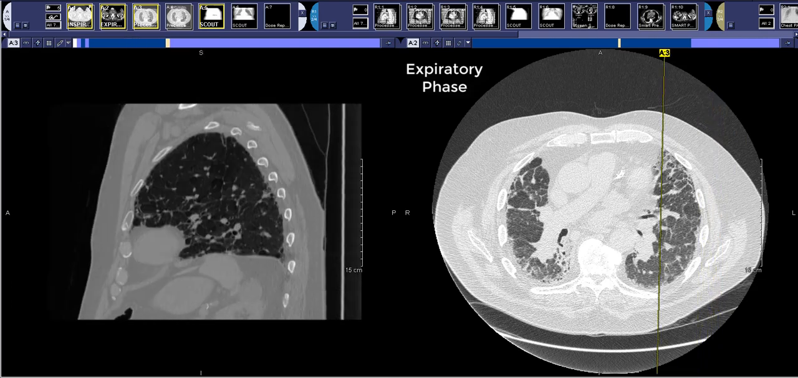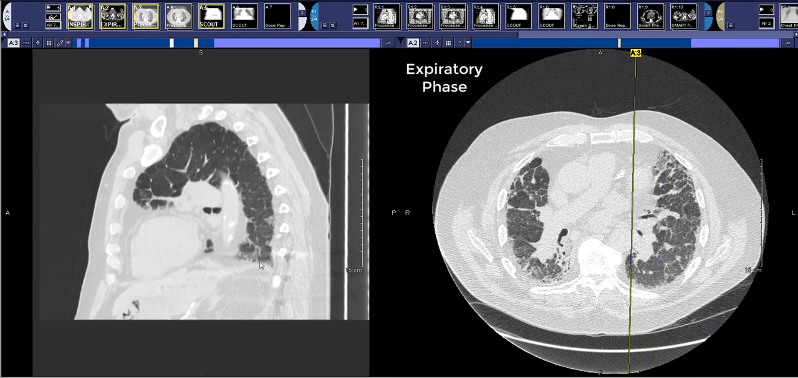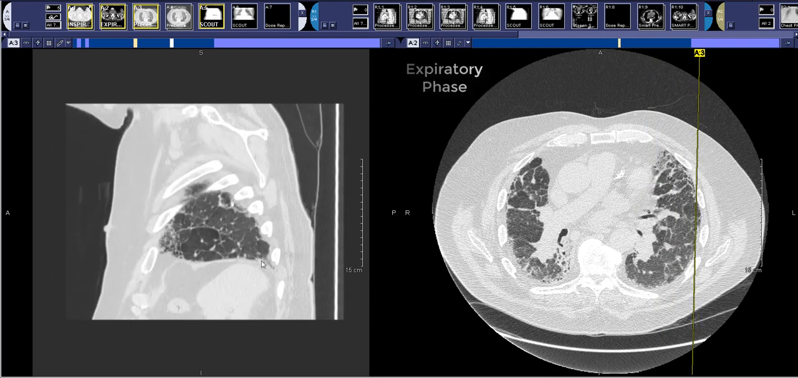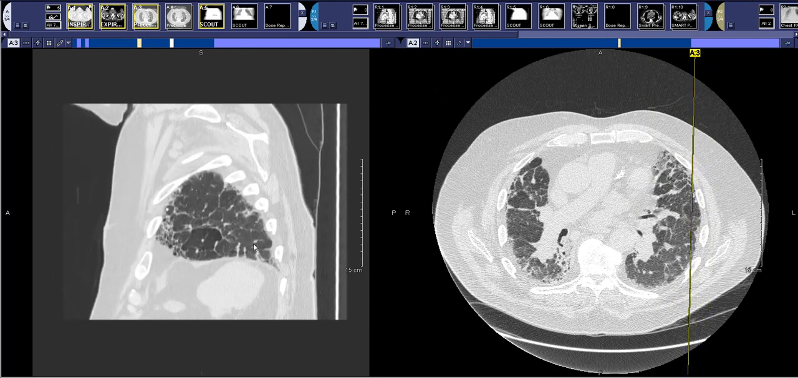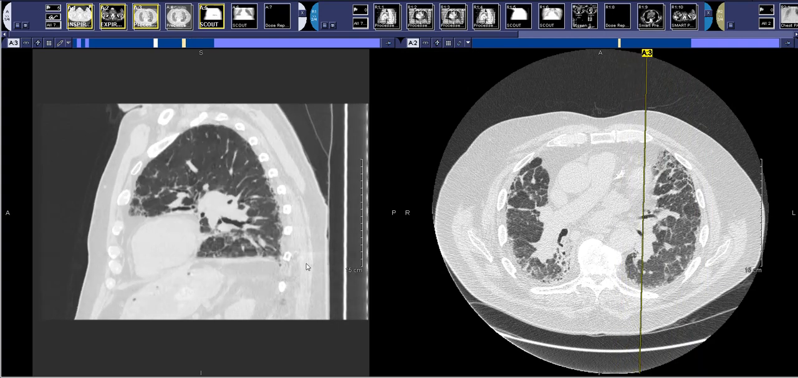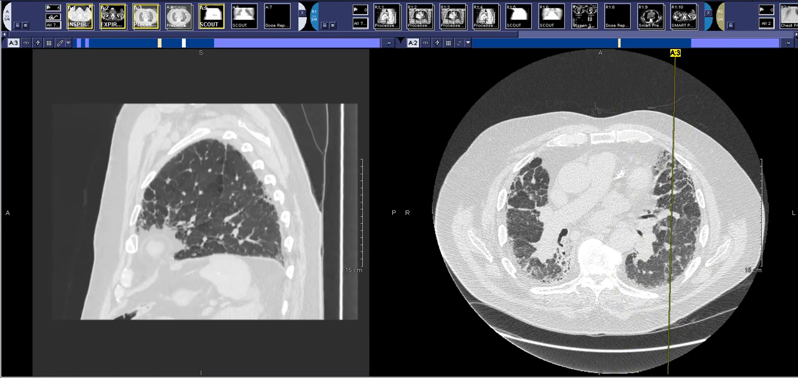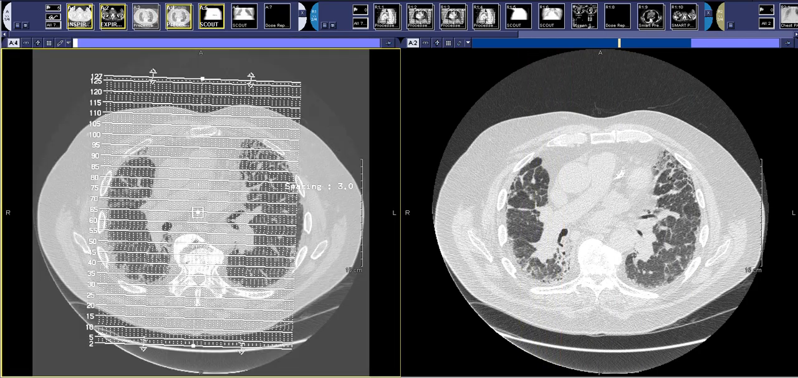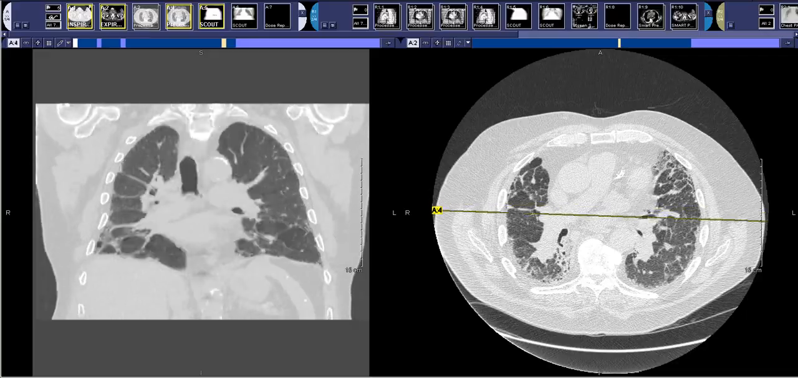I will look at the sagittal images of the lungs just to get a sense of the distribution. This person, you can see mostly in the inferior portions of the lungs, the relative sparing of the upper lobes. You can also appreciate that he has volume loss within his lungs. Those findings also are in keeping with the UIP pattern.